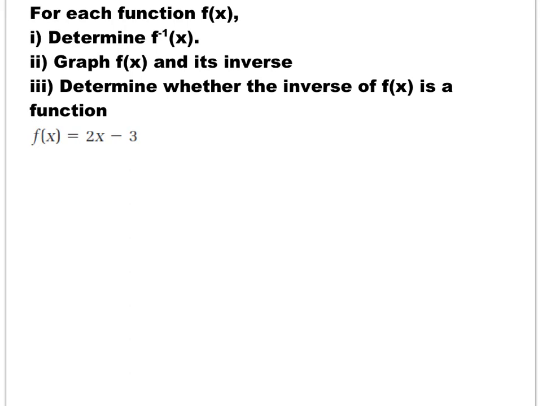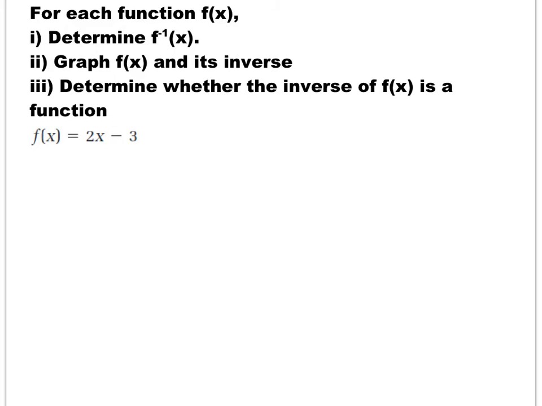In the next example, we have the function f of x is equal to 2x minus 3. We're supposed to find the inverse of f of x, graph f of x and its inverse, and decide whether the inverse of f of x is a function. When you're dealing with a function like f of x is equal to 2x minus 3 in this format, to find the inverse of the function, the steps are that we are going to solve for x, or another way of putting it, we isolate x, and at the end we are going to replace x with y.